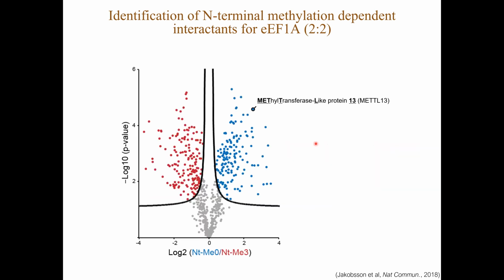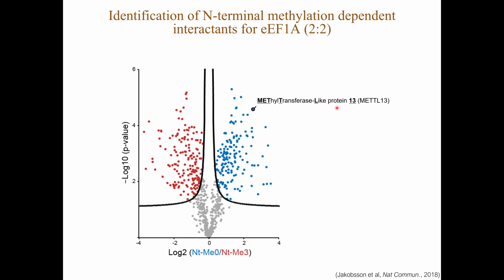And this volcano plot shows proteins enriched by the unmethylated peptide on the right side and the trimethylated peptide on the left side. I found that a single methyltransferase protein of the 200 encoded in our genome was enriched by the unmethylated elongation factor N-terminus. And this protein was called METTL13, or methyltransferase-like protein 13, and it was uncharacterized at this point.